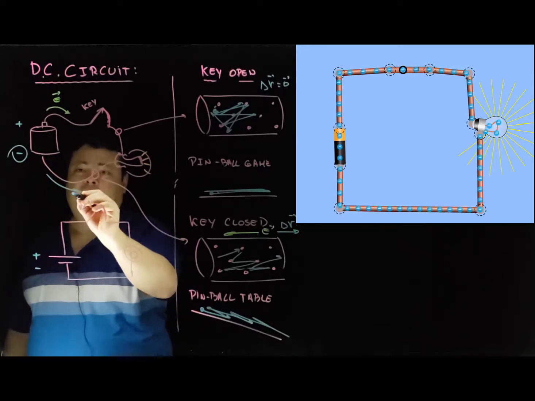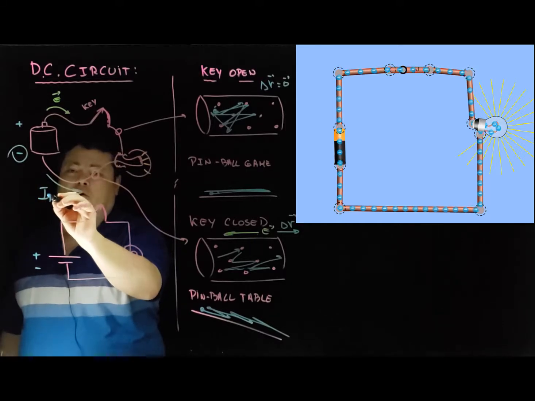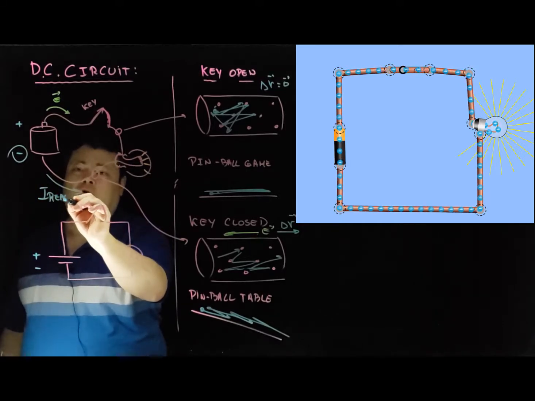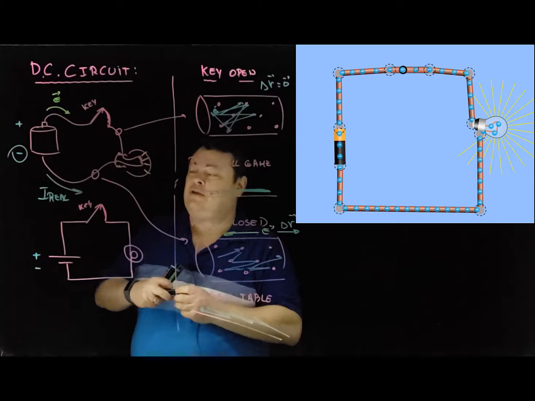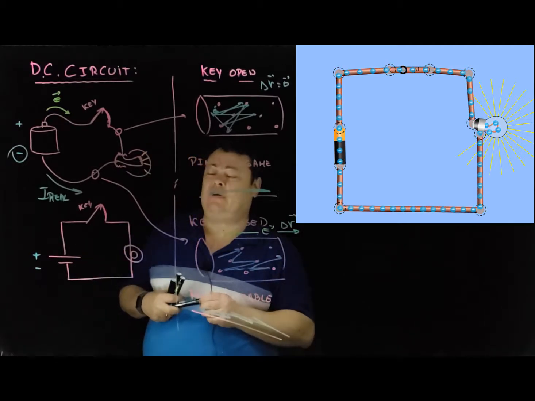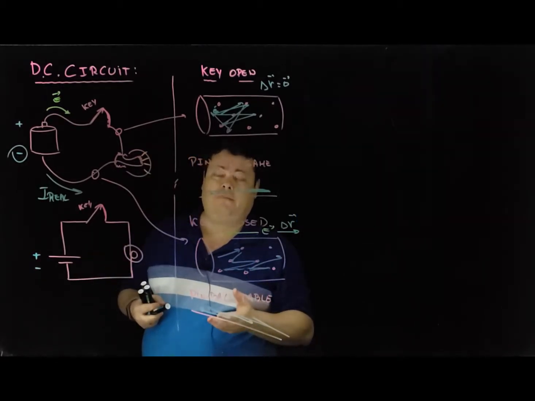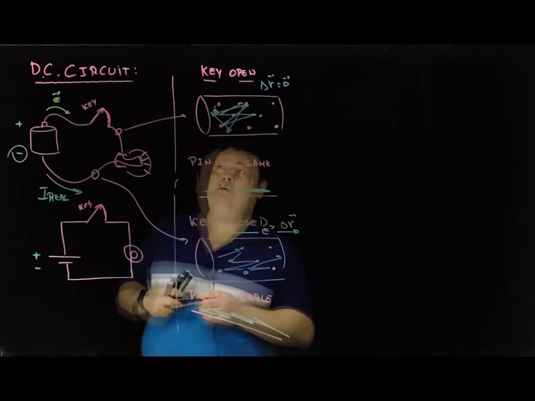So this here is the direction of what we're going to call real current, and we're going to use the symbol, the letter I, to represent intensity of current. Okay, so that's the real current.